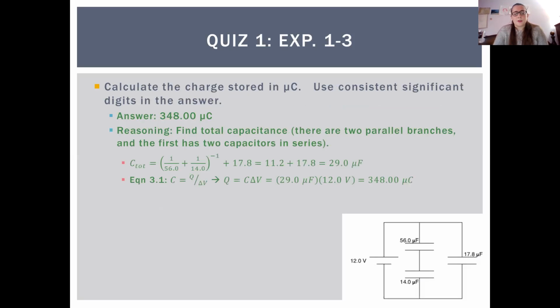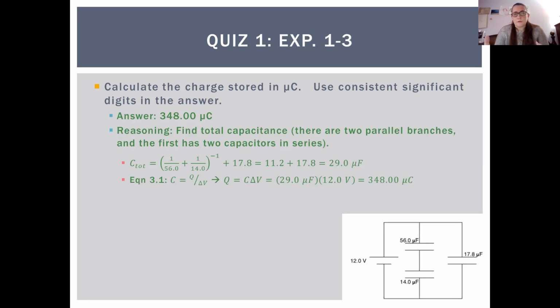All right, next question pertains to experiment 3. Calculate the charge stored in microcoulombs, and then use consistent significant digits in the answer. So we can see in the picture down there that each value has 3 sig figs. And then Canvas just automatically adds these zeros when it posts the correct answer. But the answer that he was looking for was just 348 because that's also 3 sig figs.